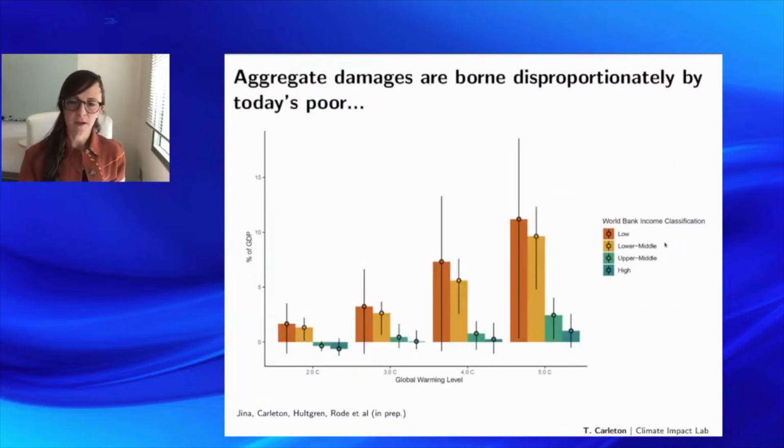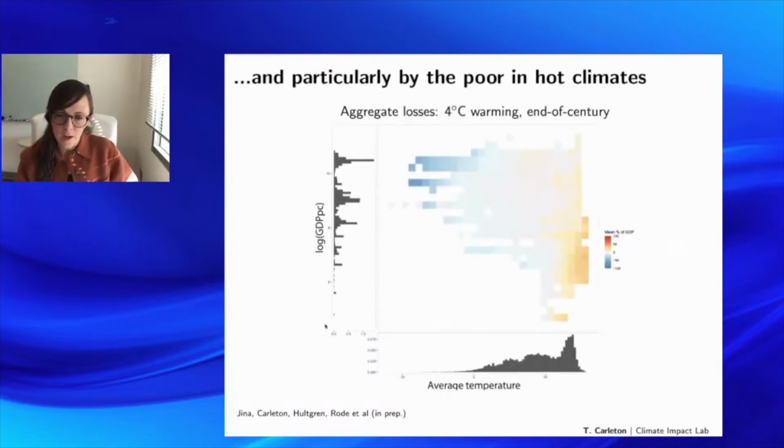When we pull all these damages together and plot aggregate damages against global warming level, it kind of doesn't matter what global warming level you want to project into the future. We're seeing the vast majority of these damages being borne by the lowest and lower middle income countries around the world. In some scenarios, if we achieve Max's goal of hitting 2C, on average, we're projecting benefits for upper middle and high income regions, whereas there's still substantial damages in the poorer regions of the world. This is particularly true if you're in a poor and hot place. So here you're seeing damages in a heat map against GDP on the y-axis and average temperature on the x. And really where the lion's share of these damages are manifesting is in the poorest regions of the world that are also hot.